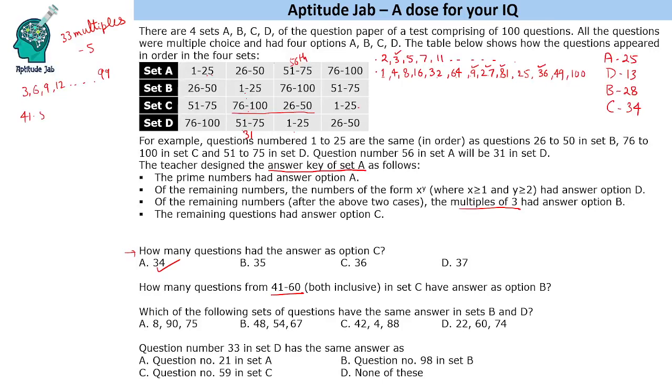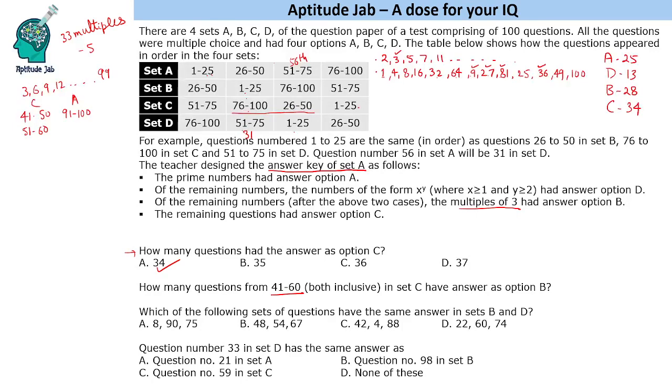So 41 to 50 will basically be the last 10 questions of this also. So that will be 91 to 100 in A. Okay. And this is 26 to 35, first 10 questions here. So 51 to 60 in C. This is in set C. This is in set A.